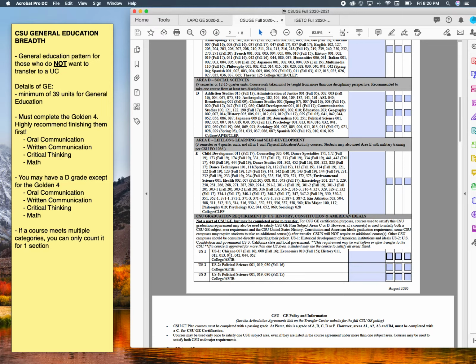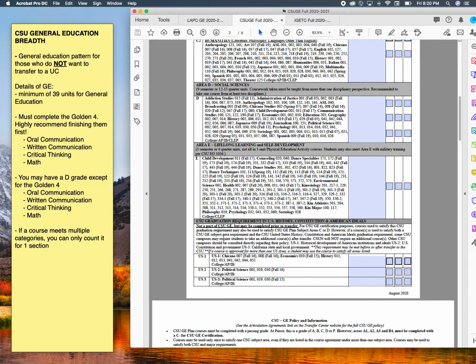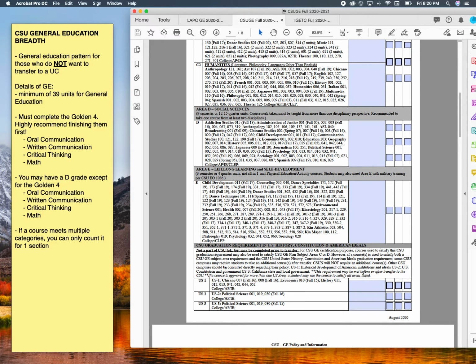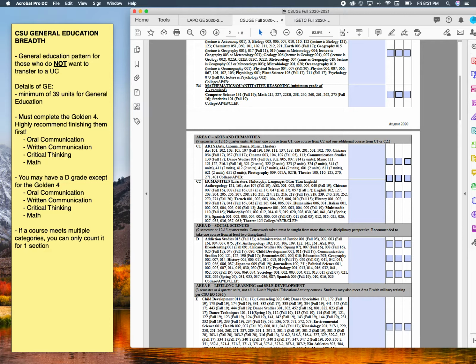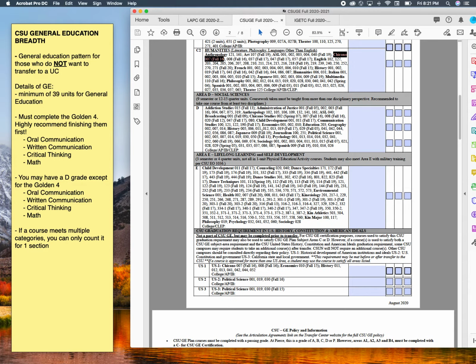The other thing I wanted to mention is that these classes right here, you could double count with one of these categories. Let me give you an example. Chicano 7, you could use it for US 1, and you also could use it for the humanities. So it counts for two categories, and you can knock off two birds with one stone, as you could say. I just wanted to emphasize that.